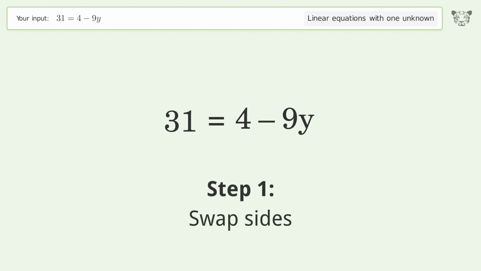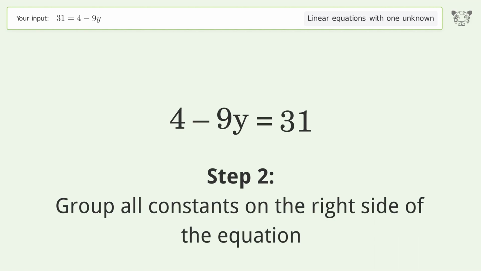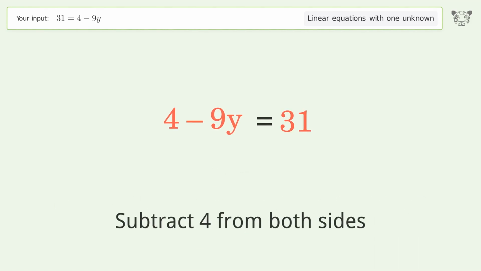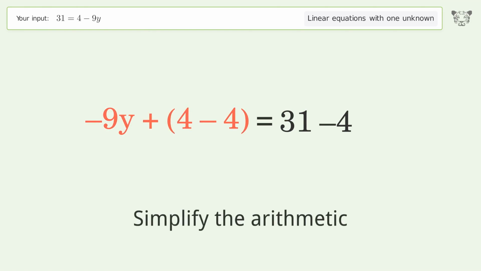Swap sides. Group all constants on the right side of the equation. Subtract 4 from both sides. Group like terms. Simplify the arithmetic.